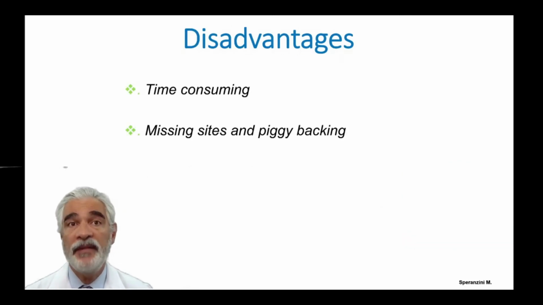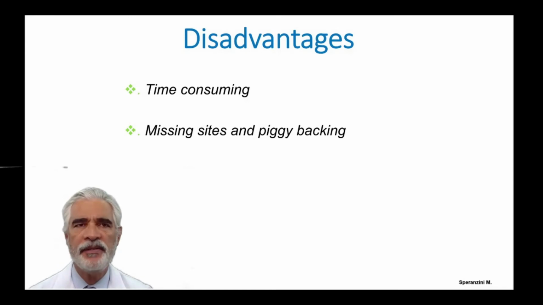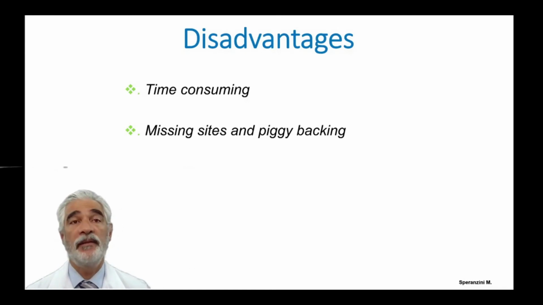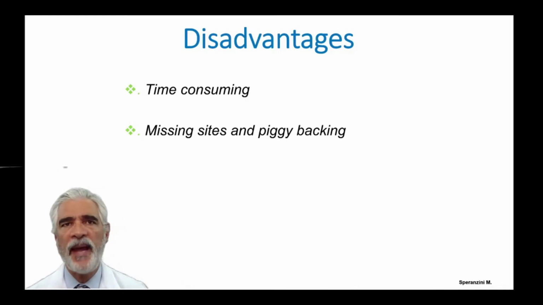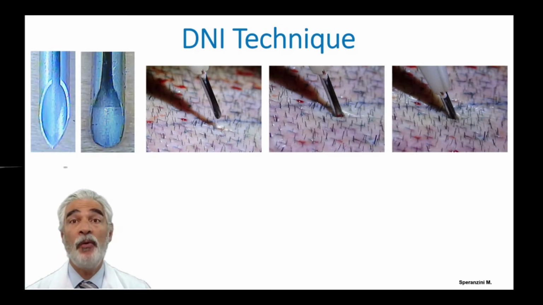There are some disadvantages, like time consuming to make the pre-made sites, compared to the stick and place with sharp implanters, and the possibility of having missing sites and piggybacking, compared again with sharp implanters. The DNI technique is the placement of hair grafts with a dull implanter into pre-made sites.